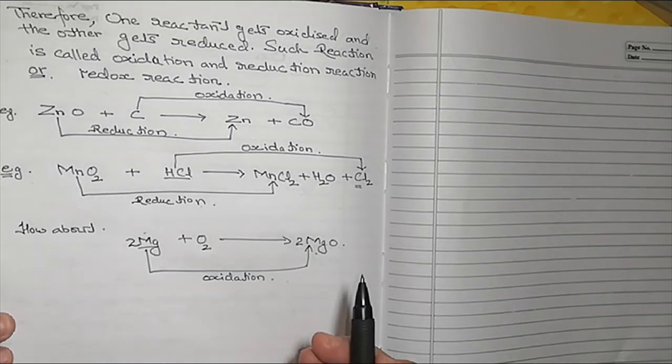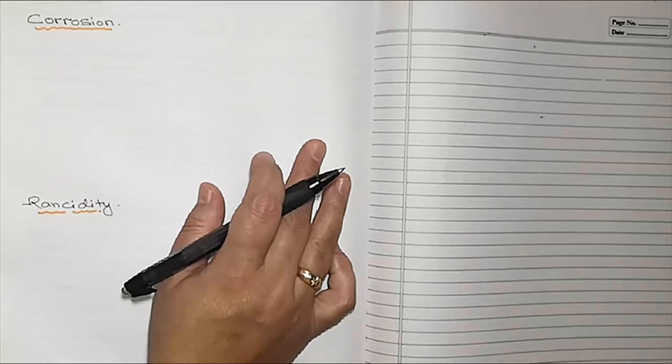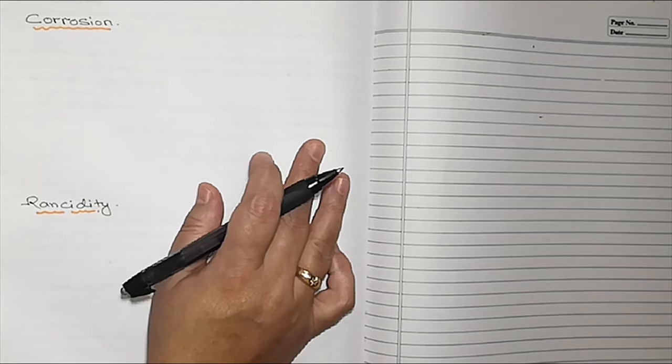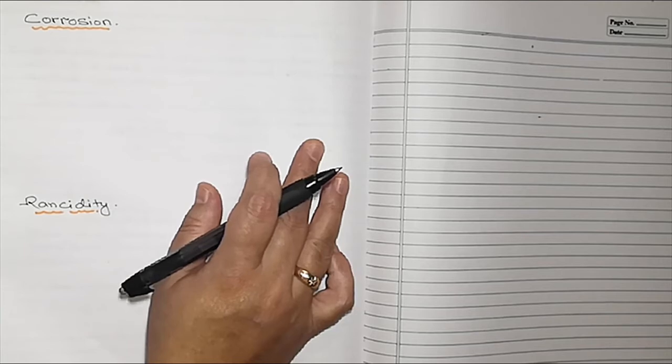Now let's do the next topic, that is corrosion. Now children, let's do our next topic, corrosion. You must have observed that iron articles are shiny when new but get coated with a reddish brown powder when left for some time. This process is commonly known as rusting of iron. Now why does this happen?